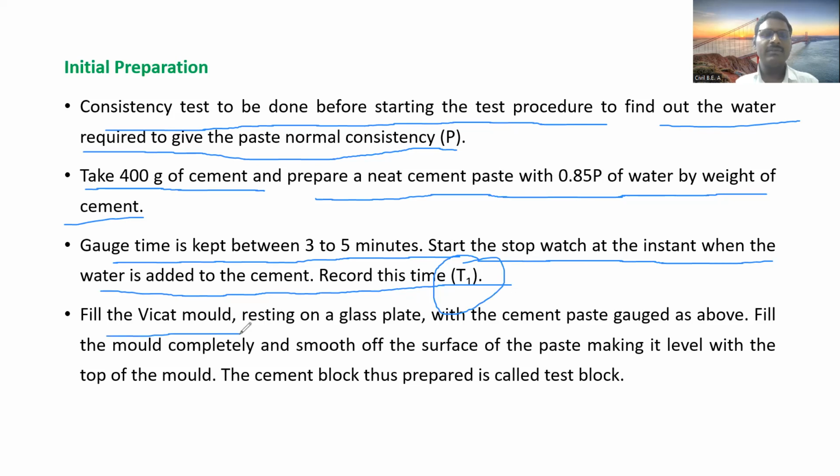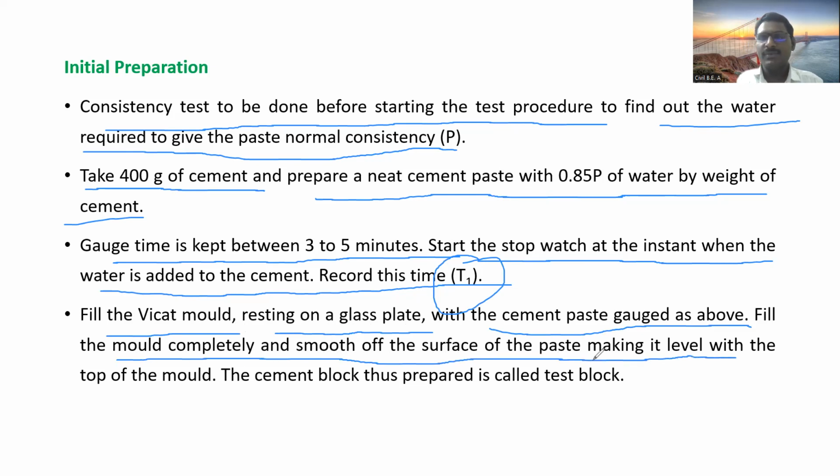Then fill the VICAT mold. Whatever paste we have prepared, fill into the VICAT mold, resting on the glass plate, the cement paste is gauged and above. Fill the mold completely and smooth off the surface of the paste, making it level.